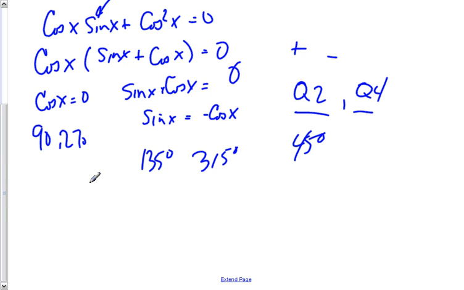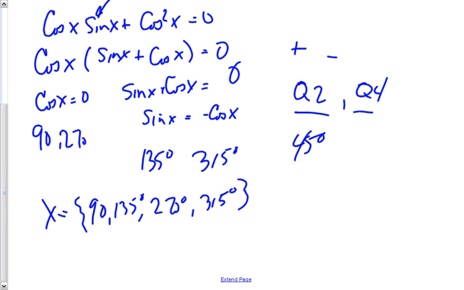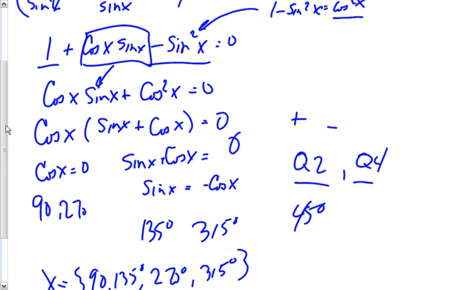So we have a bunch of solutions here that are all over the board: 90, 135, 270, and 315. This is probably one of the toughest ones to answer.